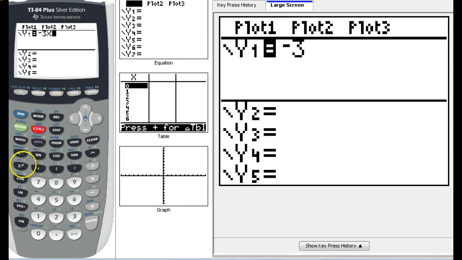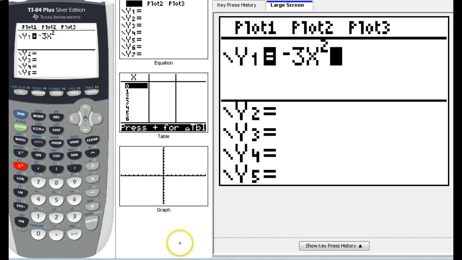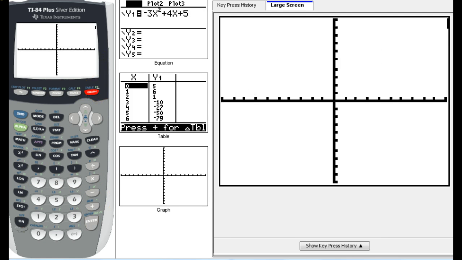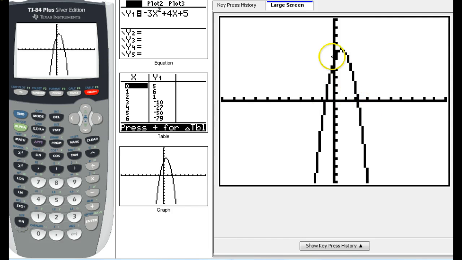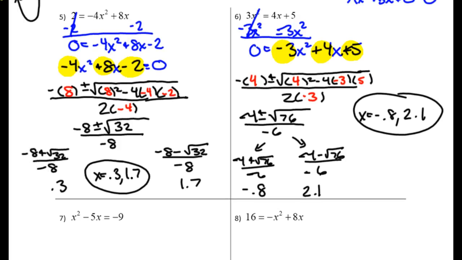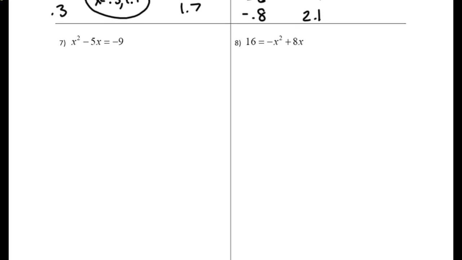So once we moved everything together, the equation was now negative 3x squared plus 4x plus 5. Let's graph it. And let's see where the parabola crosses. In two places we should have two answers. One's negative on this side, one's positive. So we're probably good there. Okay? Alright, let's do these last two.